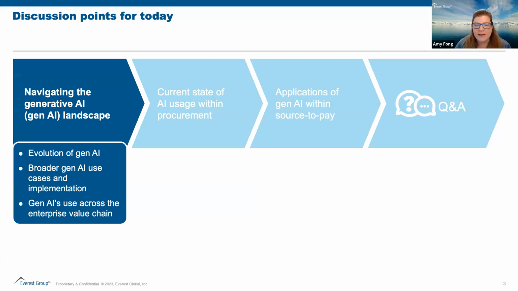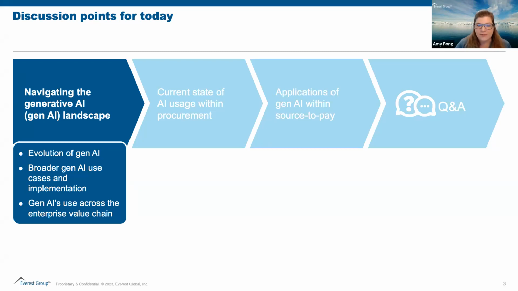So we're going to have three main sections of this webinar. We'll talk about navigating the generative AI landscape, some of the evolution, give you a base in the broader Gen AI use cases and implementation and how it may be applied across the enterprise value chain. And then we'll talk about the current state of AI usage within the procurement space and the function, as well as applications of Gen AI within source-to-pay processes. So please stick around, and we welcome you to ask questions as we go. We'll answer those in the Q&A or verbally at the end, or we may even touch on them as they come up.